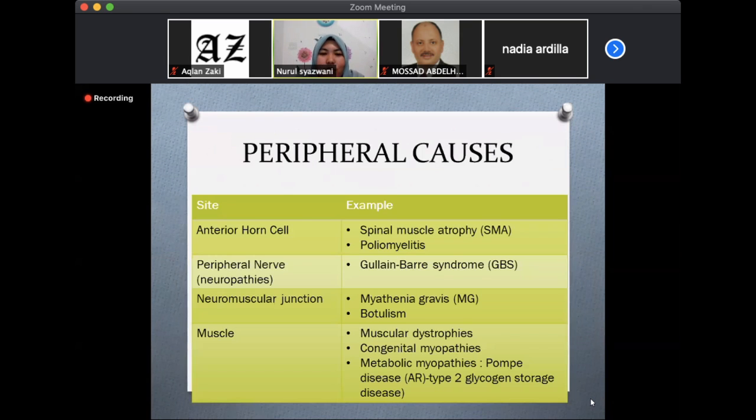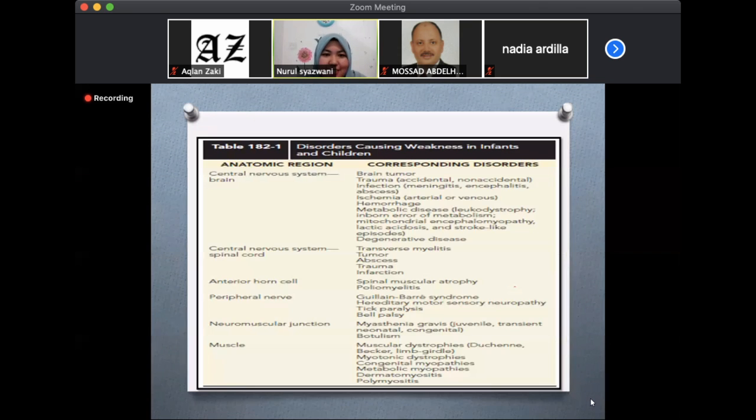Okay, for peripheral causes, you can see, from the anterior horn cell. When there is a problem with the anterior horn cell, examples of disease that can happen are spinal muscular atrophy and also poliomyelitis. And the other ones, you can read later.